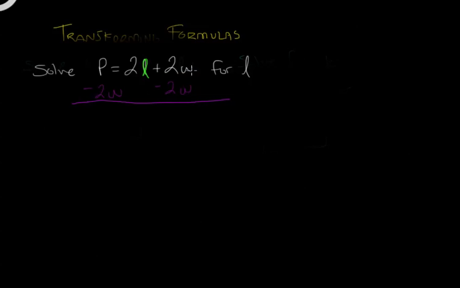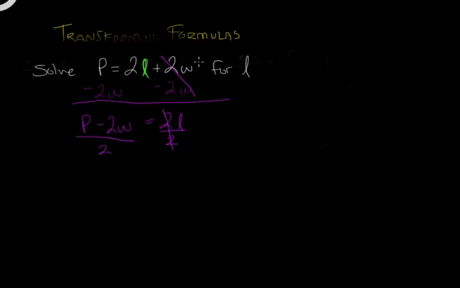Okay, so 2W and this minus 2W cancel out. And that leaves you with P minus 2W. Remember, they're not like terms. I can't do anything with that. So it's P minus 2W equals 2L. Well, to solve for L, just divide both sides by 2.